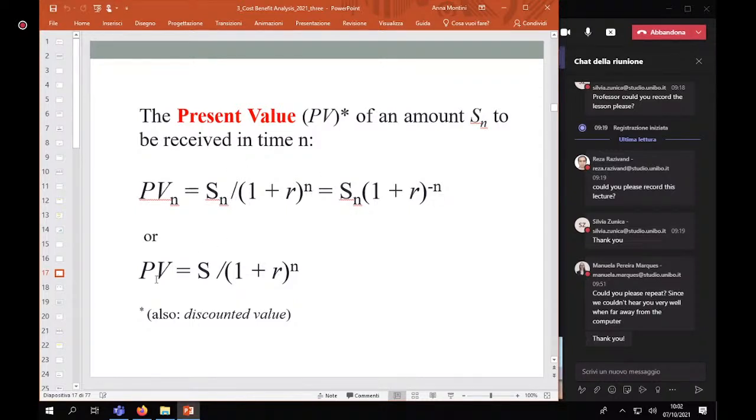The present value is also called discounted value. So the present value formula is the formula that you have to consider if you want to calculate a discounted value for the future. A discounted value for a monetary figure that you have in the future.